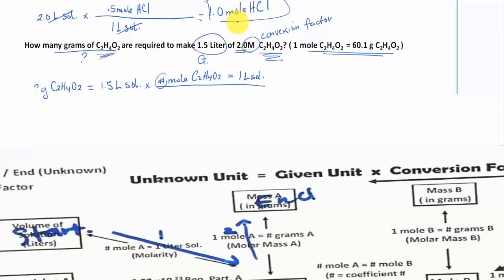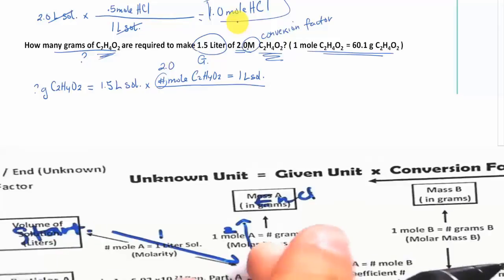It is given to us right there. It's a 2.0 molarity, so that number must be 2.0. Isn't that easy? And that's the reason why we need to realize that molarity is actually a conversion factor. Now let's move on to the next one.